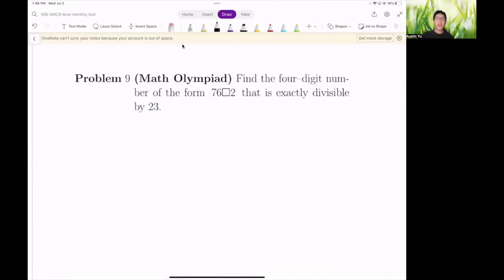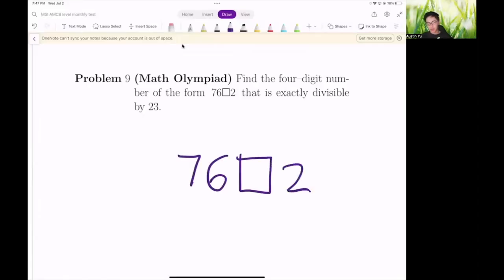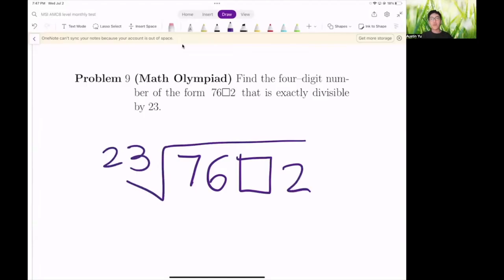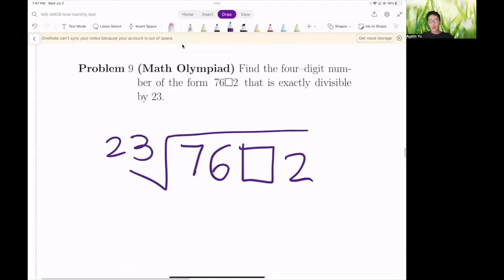Problem 9. Find the four-digit number of the form 7,600 and something 2 that is exactly divisible by 23, so it goes exactly into 23. Let's rewrite this problem. 7,600 and something divided by 23. Well, this starts off good, right? Because we know that 23 can go into 76 some number of times. So what's the closest number that we can get to 76? Well, that's just 69, right?